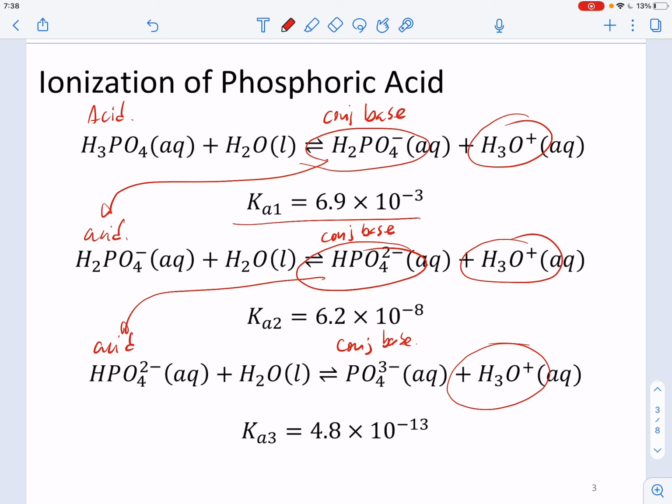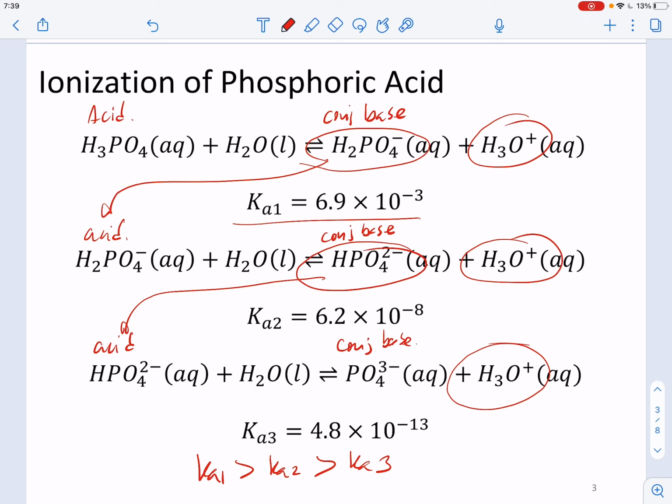Now, one thing that you will notice here is that Ka1 is larger than Ka2, and Ka2 is larger than Ka3. This is something that you're going to observe in every single polyprotic acid. The ionization constants in each subsequent step are going to get smaller and smaller. Partially because you are removing a proton from an already negatively charged particle, but also because you have to think in terms of Le Chatelier's principle. And what does that mean?